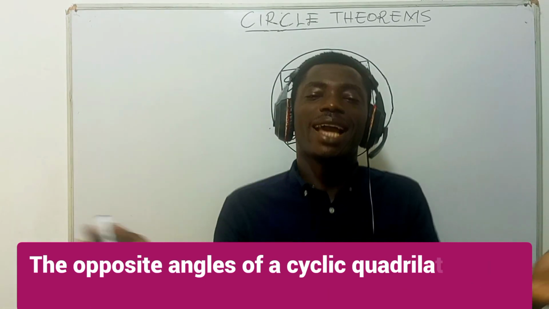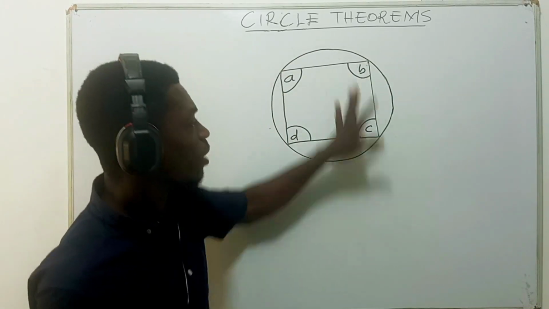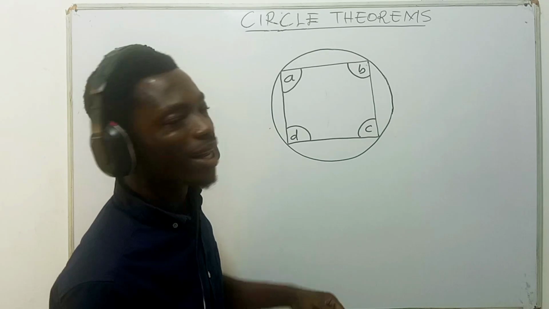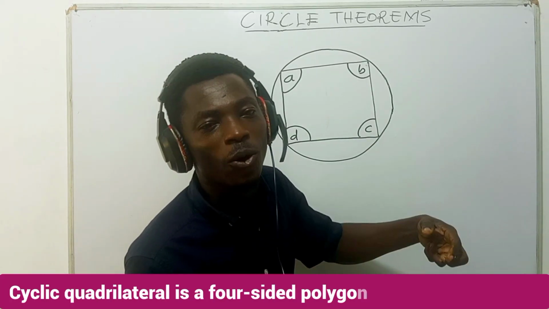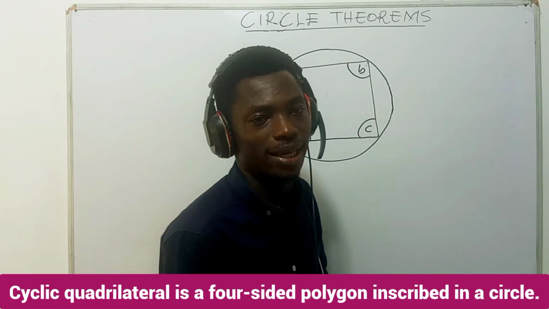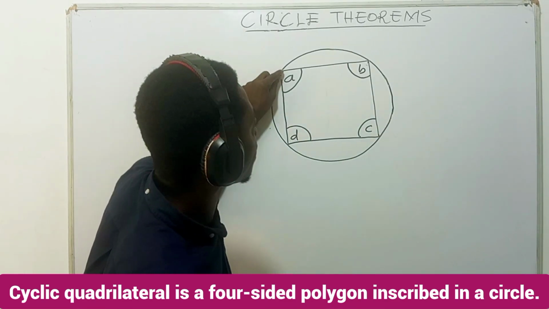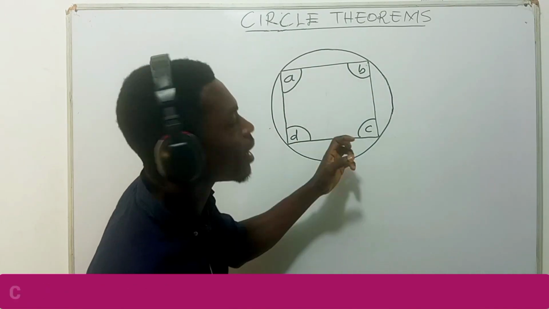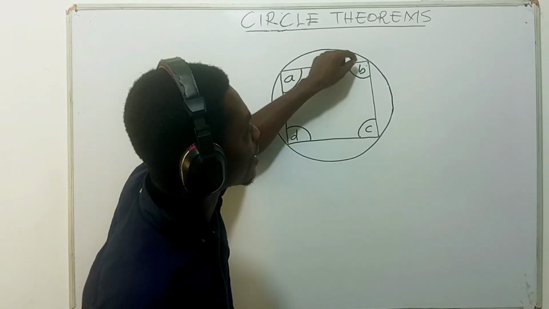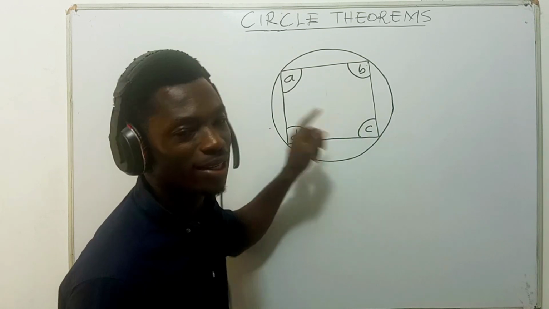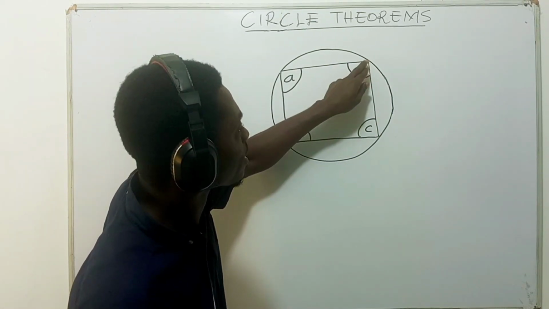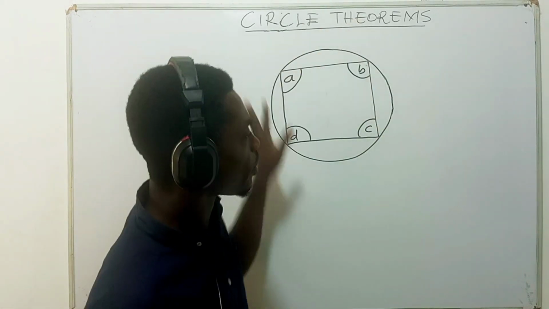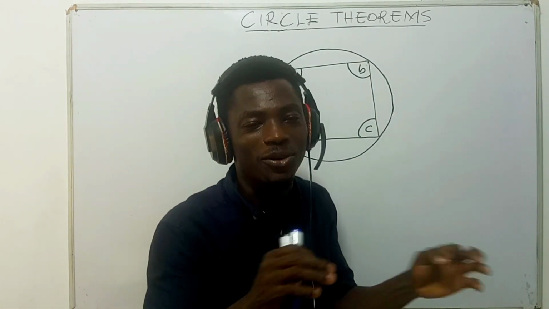By the way, what is a cyclic quadrilateral? Let's consider this one to explain. When we say a cyclic quadrilateral, first of all, it means that it is a four-sided polygon which is inscribed in a circle. So when we look at this shape right here, this is a four-sided polygon and it is inscribed in the circle. When we say it is inscribed in the circle, it means that the vertices are touching the circumference of the circle. So as you can see, this vertex is touching the circumference, this is touching, and then this is touching. And this is a typical example of a cyclic quadrilateral.